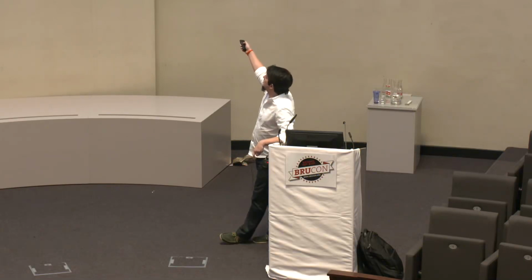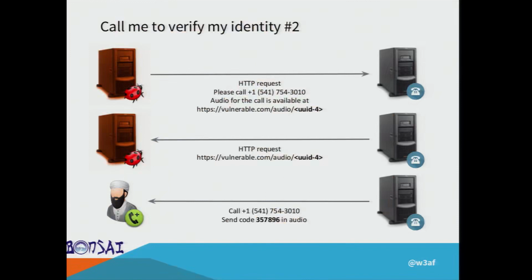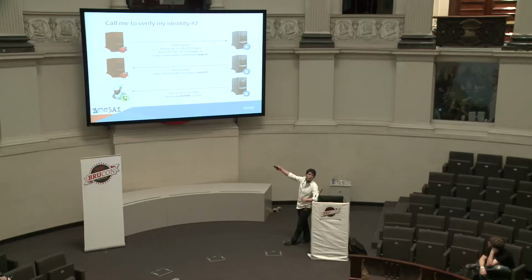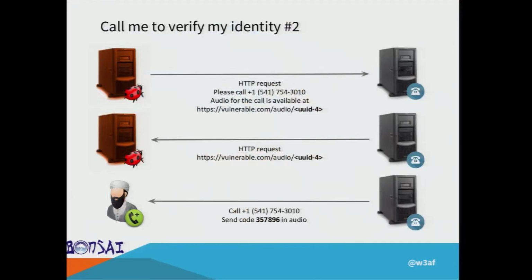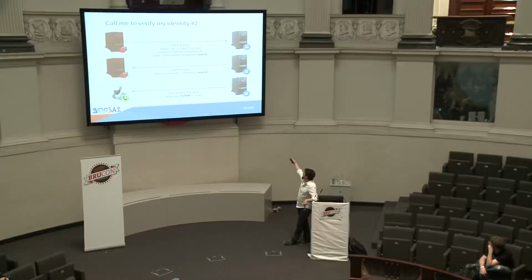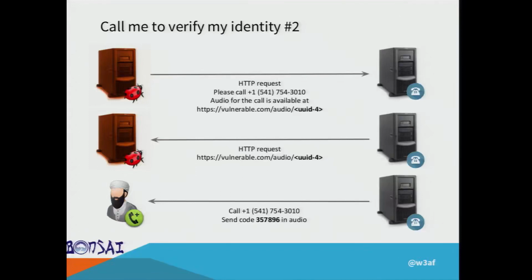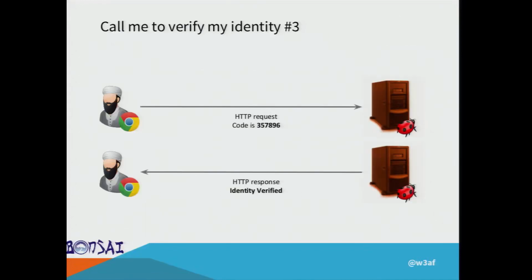Twilio is going to perform an HTTP request to the vulnerable web application asking for the audio for this call, because Twilio doesn't know what you want to send in the audio for the call. And finally, Twilio, or any software as a service, is going to perform the call, and once the phone call is connected, it's going to send the audio with the code. So the user sends the code to the application, and the identity is verified.